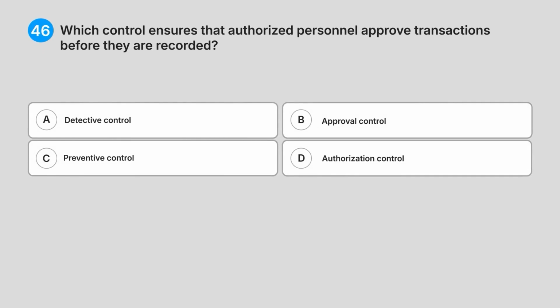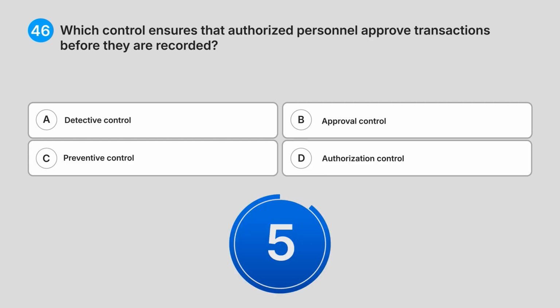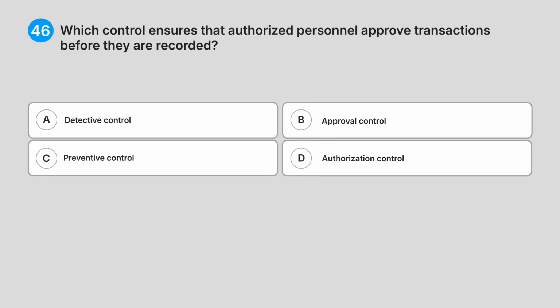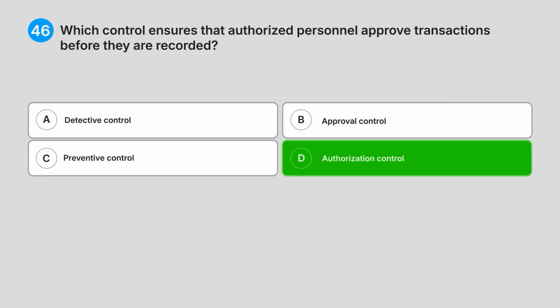(46) Which control ensures that authorized personnel approve transactions before they are recorded? A. Detective control. B. Approval control. C. Preventive control. D. Authorization control. Do you know the answer? Correct answer: D. Authorization control.